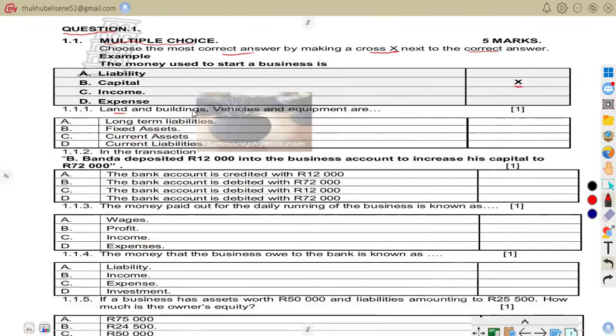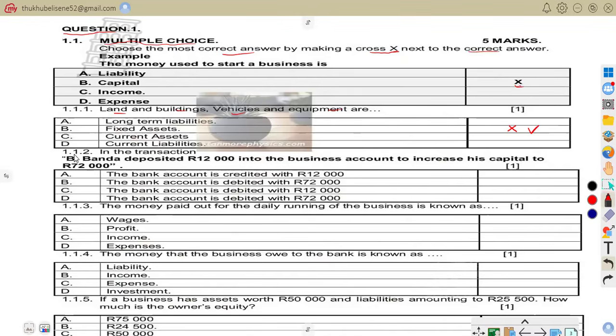1.1.1 says land and buildings, vehicles and equipment are. We are given these options: long-term liabilities, fixed assets, current liabilities. The correct answer there is B, fixed assets. We know very well that land and buildings, vehicles and equipment are called fixed assets because they are used in the business for a long time and are not bought for resale. For example, a school buys a delivery van to transport books. The van will be used for many years, so it is a fixed asset. I hope we are together on that.